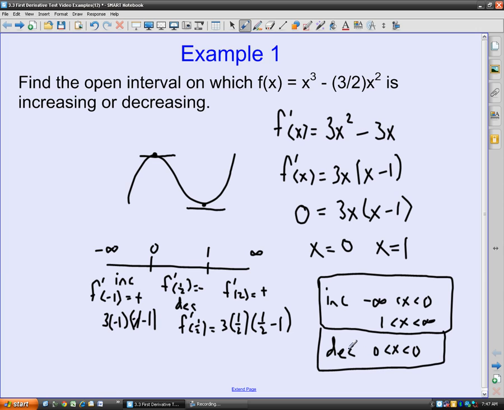Now we can use this increasing and decreasing to help us find maximums and minimums. If you think about it, if I go from increasing to decreasing, I should have a maximum. If I go from decreasing to increasing, I should have a minimum. And that's what leads us into the next example.